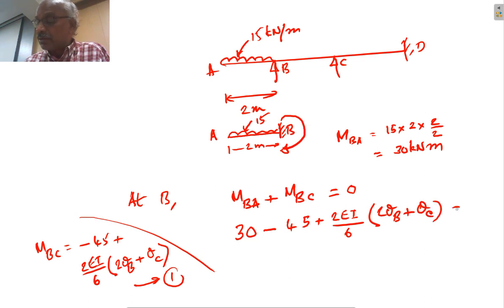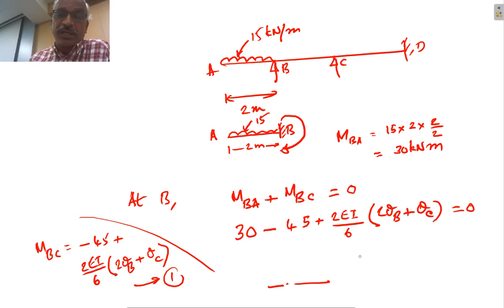So the equilibrium equation becomes 30 plus minus 45 plus 2 EI by 6 into 2 theta B plus theta C equal to 0. Otherwise there is no change in the number of equations, because BA is considered as a cantilever. Therefore that will not form another 2 equations. So that is separated. Initially you separate it as a cantilever, find out the moment at the support and proceed with the calculations, and that will again come only when you consider the equilibrium equation. So that is about dealing with the overhanging beams.